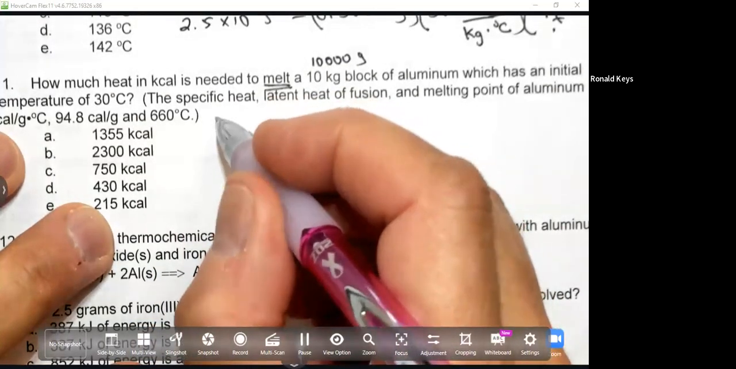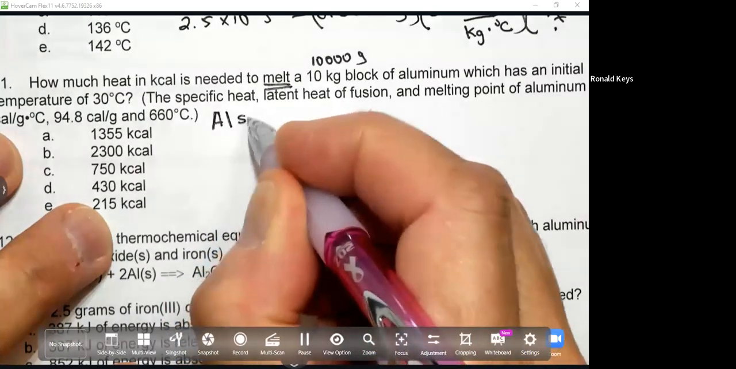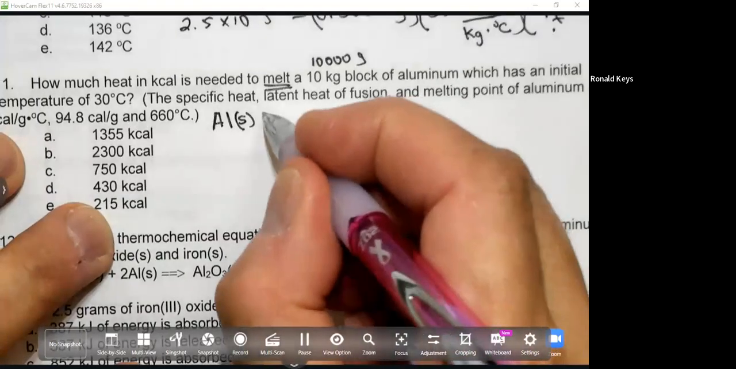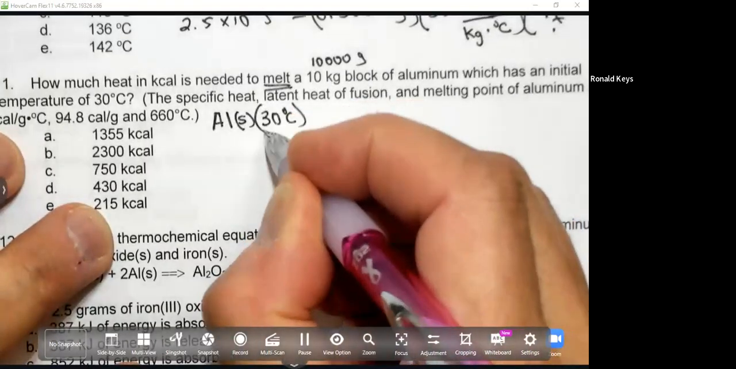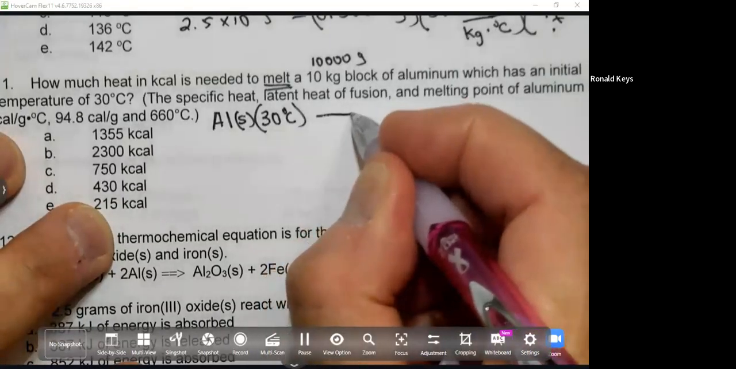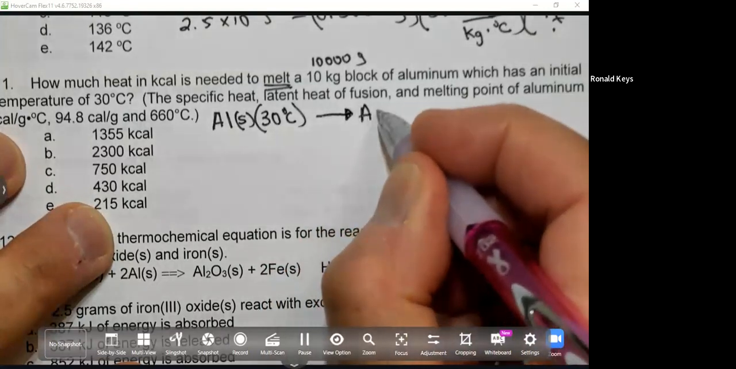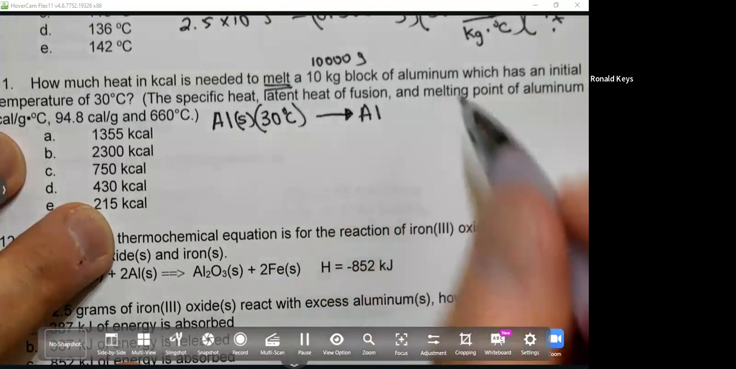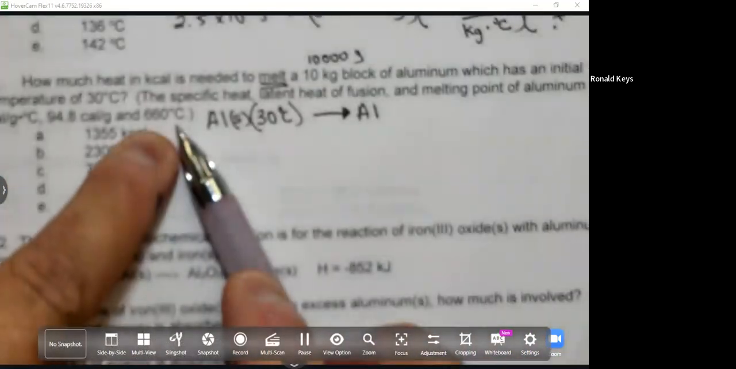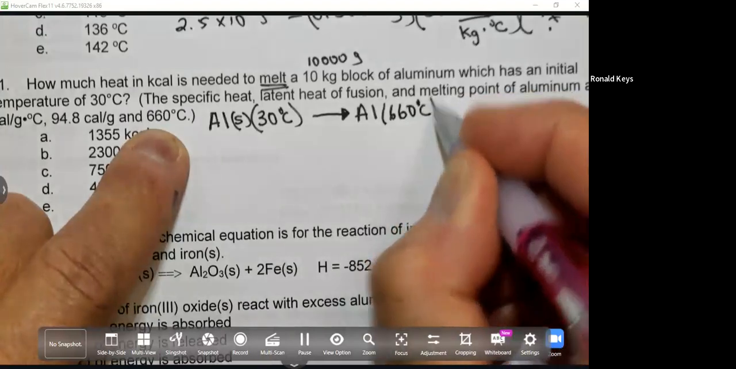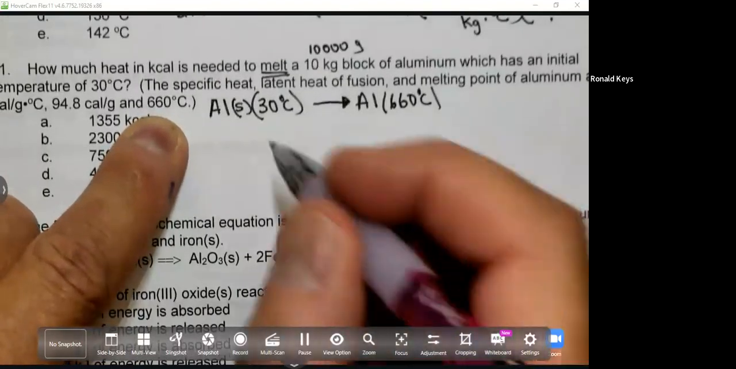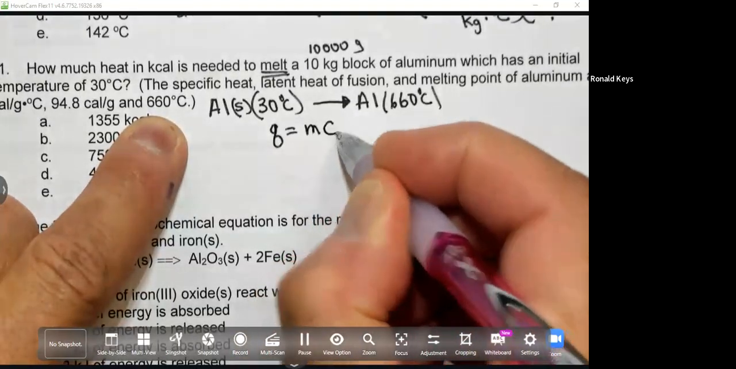So here's what we need to do. We have aluminum, solid. It is at 30 degrees Celsius. We need to get aluminum to its melting temperature, which looks to be 660. So the first thing we need to do is take this chunk of aluminum. It's pretty much at room temperature. It's in a warm room, 85, 90 degrees Fahrenheit. It's kind of warm. We need to get it from 30 to 660 degrees Celsius. And that calculation there is going to be Q is equal to MC delta T.